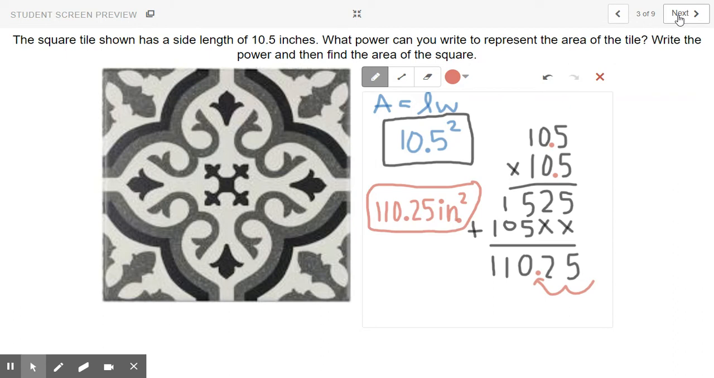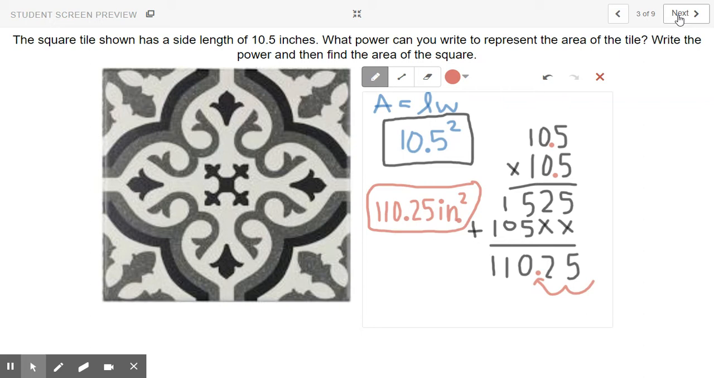The square tile shown has a side length of 10.5 inches. What power can you write to represent the area of the tile? Write the power and then find the area of the square. So for a square, it's side times side or length times width. So since it's a square, both sides are the same, 10.5 times 10.5. So to write it as a power, I'd write 10.5 to the second power, 10.5 squared.